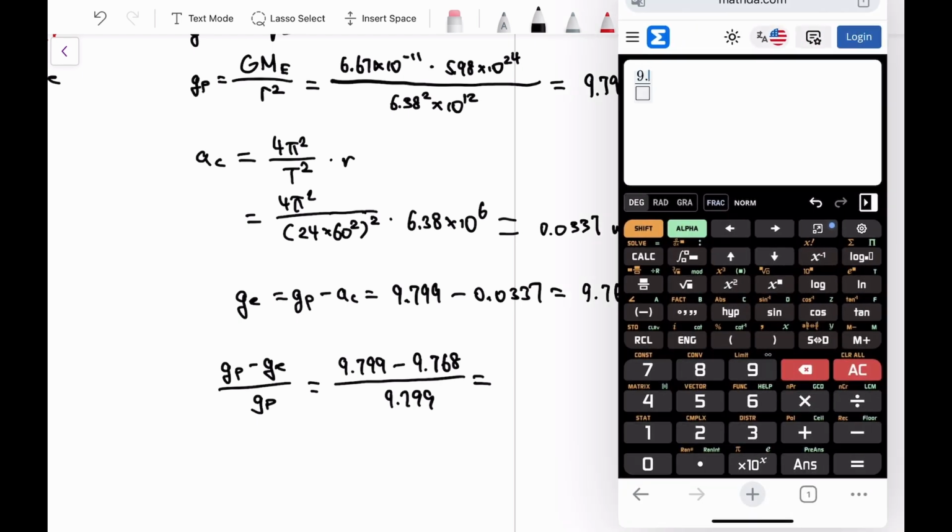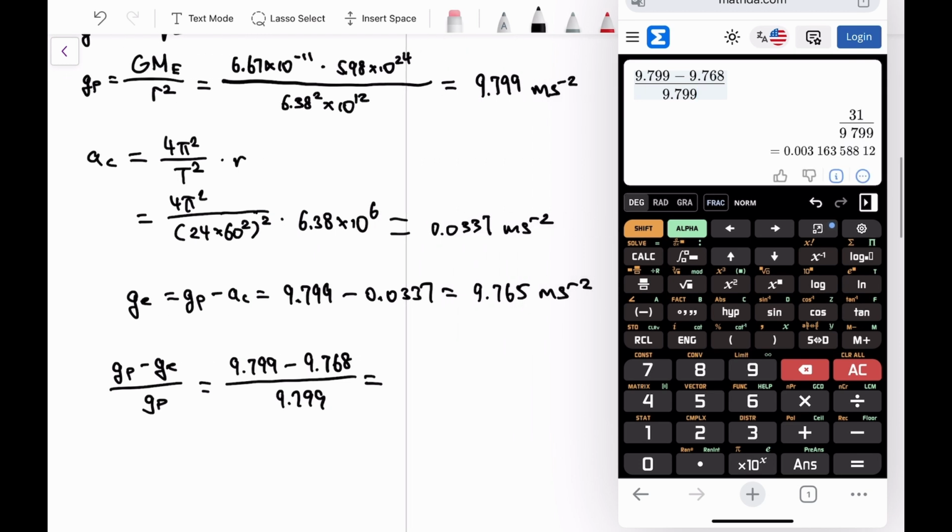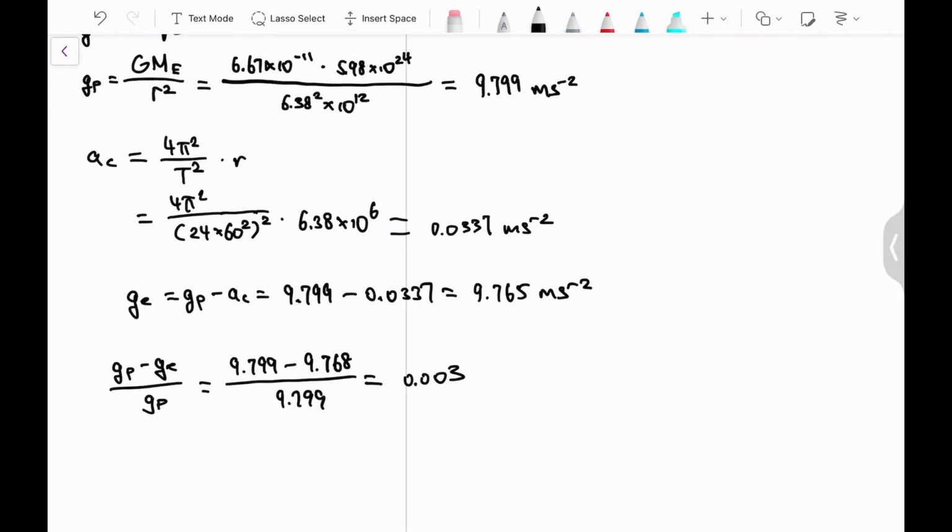so 9.799 minus 9.768 over 9.799, and that will give us this, so approximately 0.003, and that will be the fractional difference, which is the answer for this question.